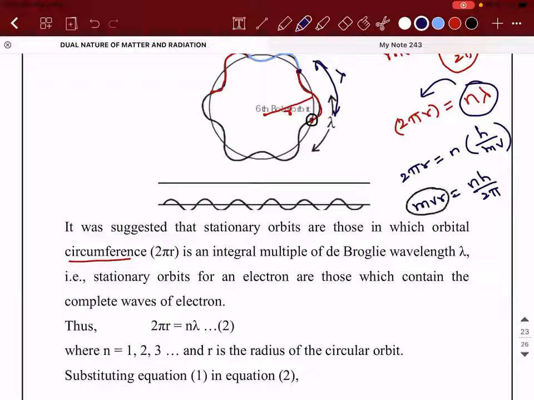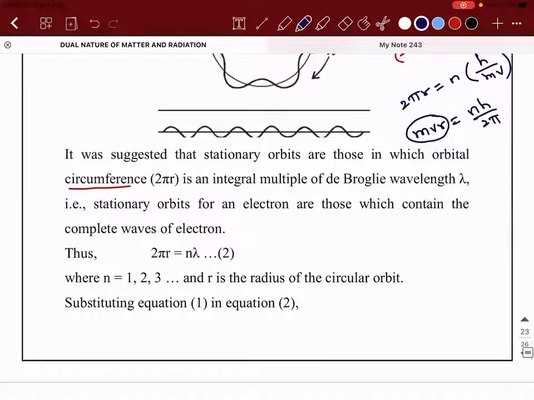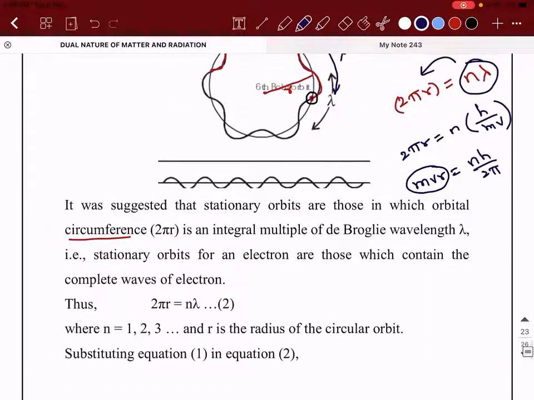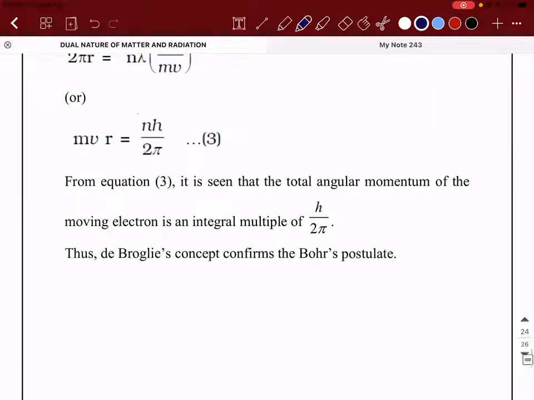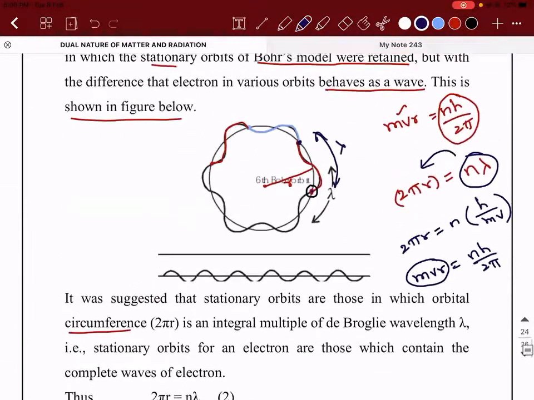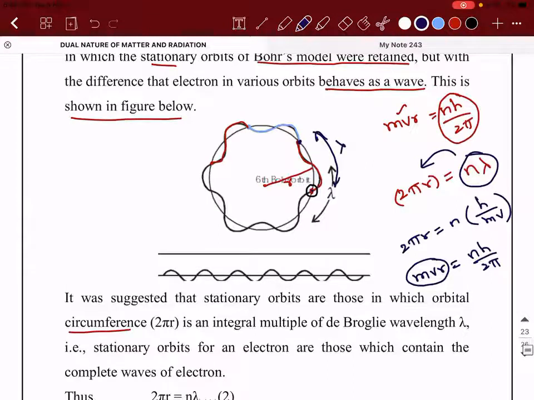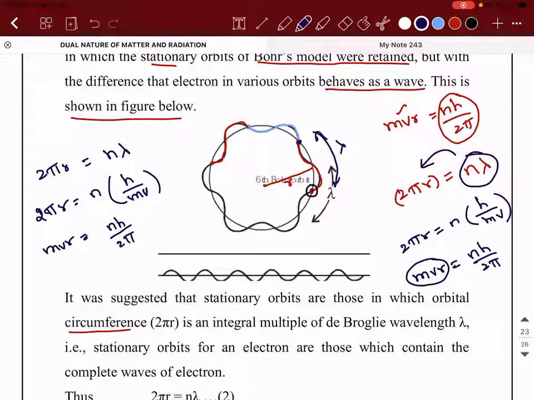So this mvr is what is called angular momentum, and the angular momentum is said to be quantized. Is that clear, guys? And this is what is called Bohr's postulate. Did you understand what I meant in this? So this is a very simple derivation. What did we do? We know that orbital circumference should be equal to n times lambda. So 2 pi r should be equal to n into lambda, which is h divided by mv. And you take mv to the other side, mvr is equal to nh divided by 2 pi.